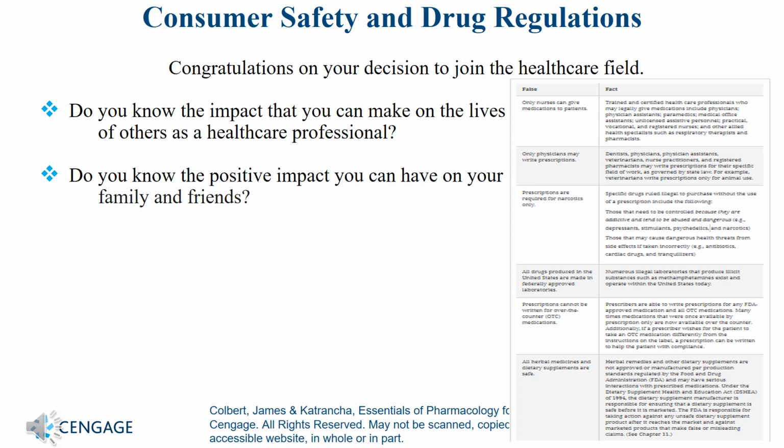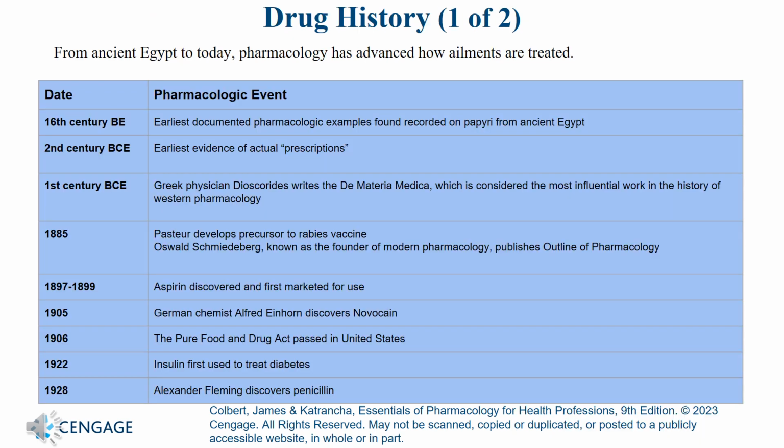Looking at the box, you can see some of the misconceptions and then the facts of those misconceptions. What you are looking at is part of our drug history. It goes back from ancient Egypt to today, and it gives us a pharmacology timeline of how ailments are being treated. Please pause the video, take a few minutes, and make sure to get acquainted with the timeline.